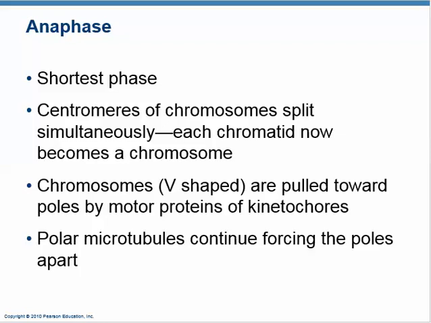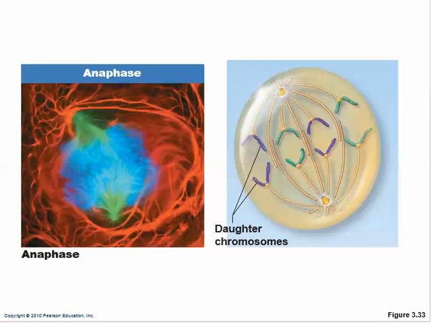So then the chromosomes start getting pulled towards opposite poles by the little microtubules that are involved with the centrioles. So they end up looking like this. And they kind of look V-shaped just because they're getting pulled through the cytoplasm.